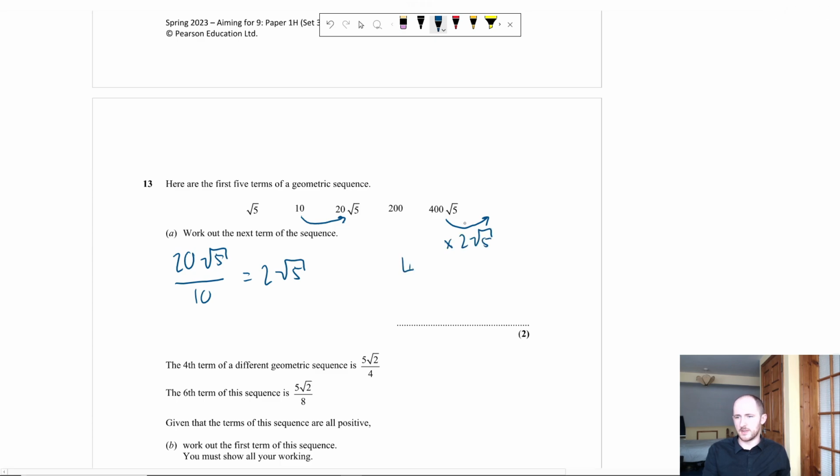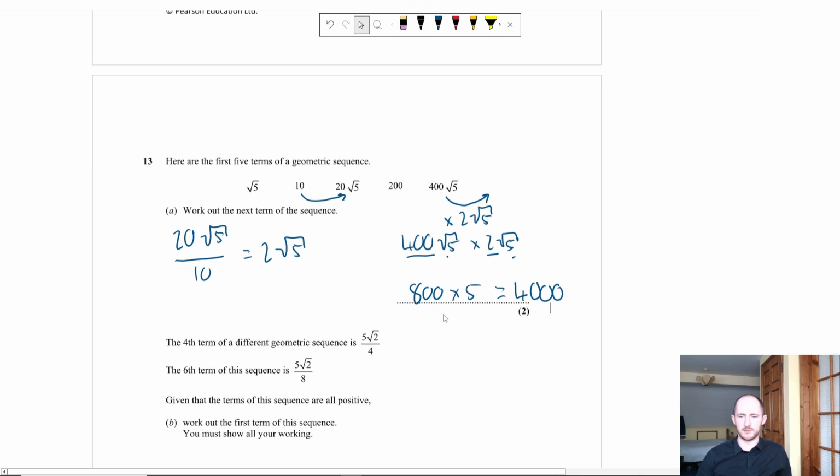So I'm doing 400 root 5 times 2 root 5, times the numbers in front first, so 500 times 2, which is 800. Root 5 times root 5 is 5. So 800 times 5, again, if you times it by 10, which is 8,000, and half it, you get what the value is. Okay? Or you can just do 8 times 5 is 40, add the 2 zeros on.